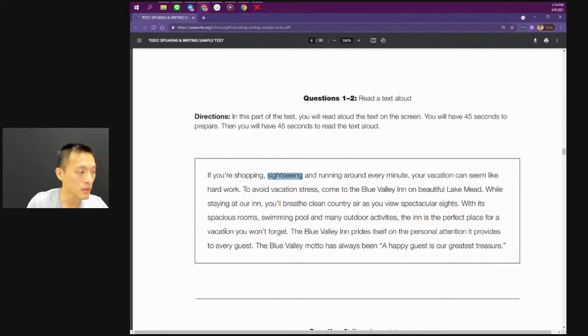But you might not know how to say the word spacious, right? You might not know how to say the word Mead, Lake Mead. You might be like, is that Meet or something? Or you might not know how to say the word spectacular, right? Spectacular.